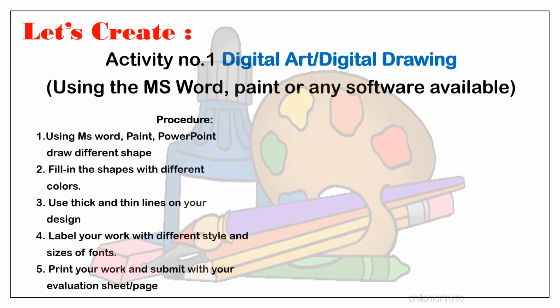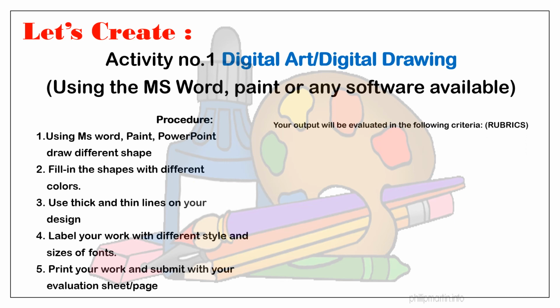Procedure. First, using MS Word, Paint, or PowerPoint, draw different shapes. 2. Fill in the shapes with different colors. 3. Use thick and thin lines on your design. 4. Label your work with different styles and sizes of fonts. And 5. Print your work and submit with your evaluation sheet or page.